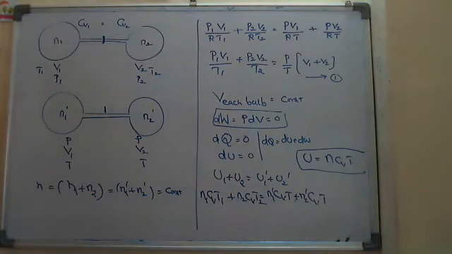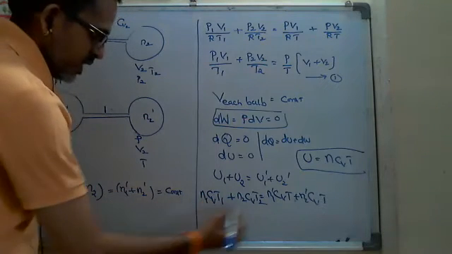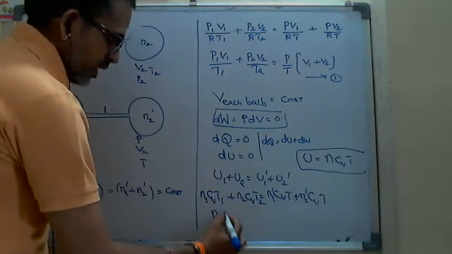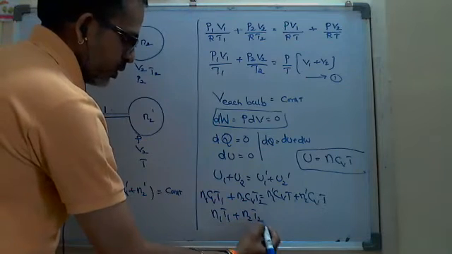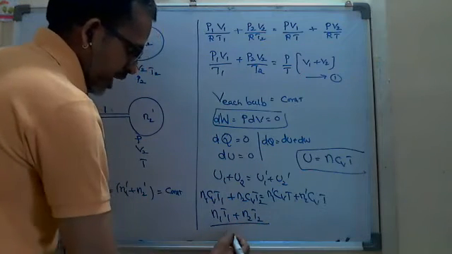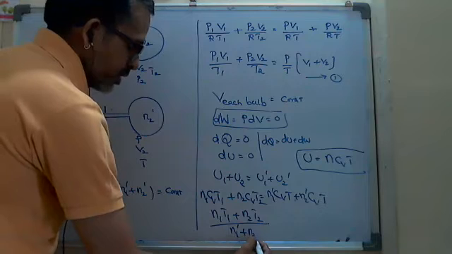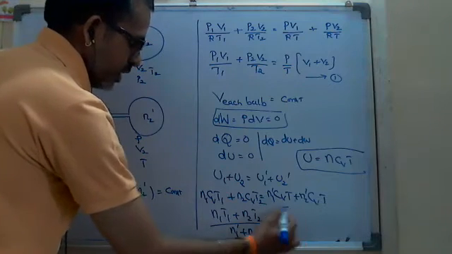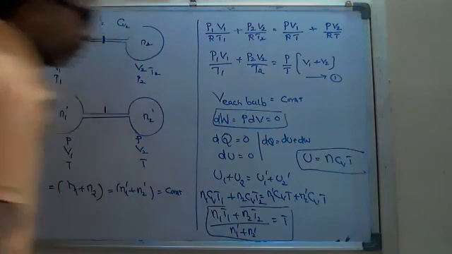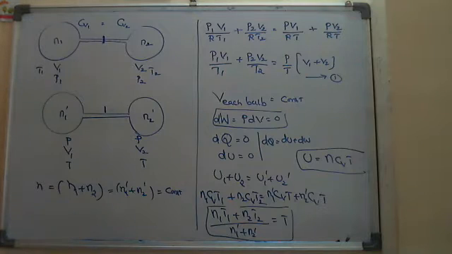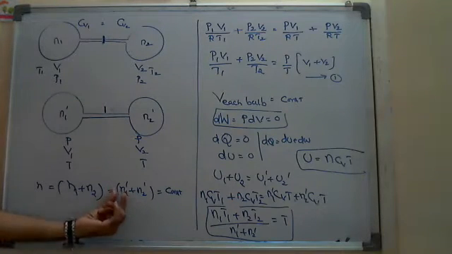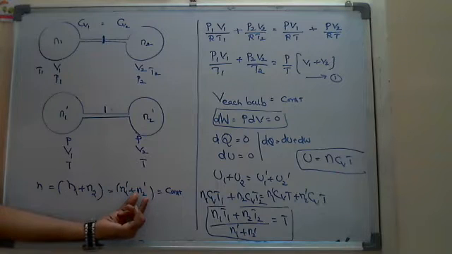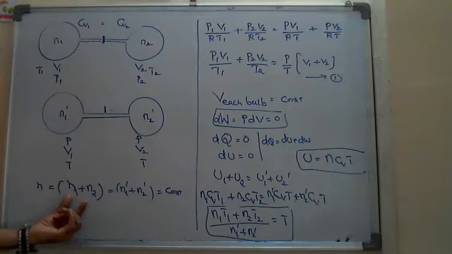Now look, very simply you are getting the common temperature. Common temperature means Cv on both sides gets cancelled. You are getting n1 T1 plus n2 T2 equals (n1' plus n2') into T after cancelling Cv. Now n1' is unknown and n2' is unknown, but n1' plus n2' is known, which equals n1 plus n2.